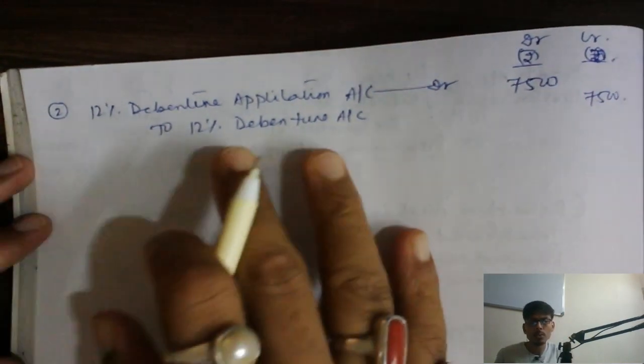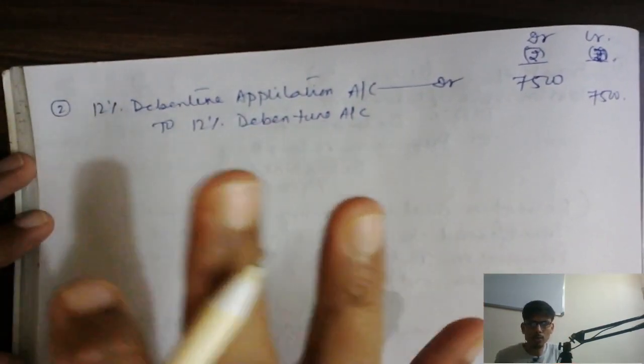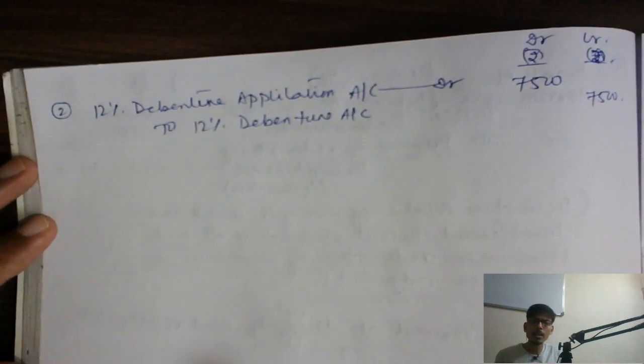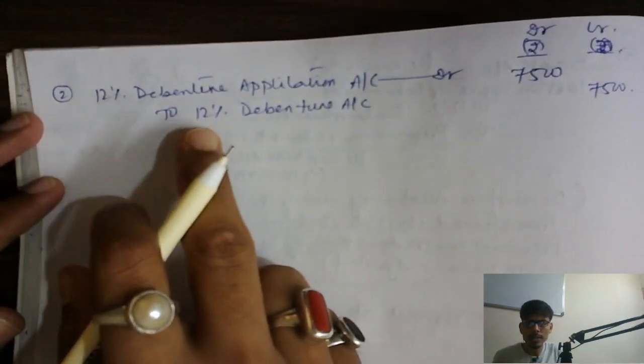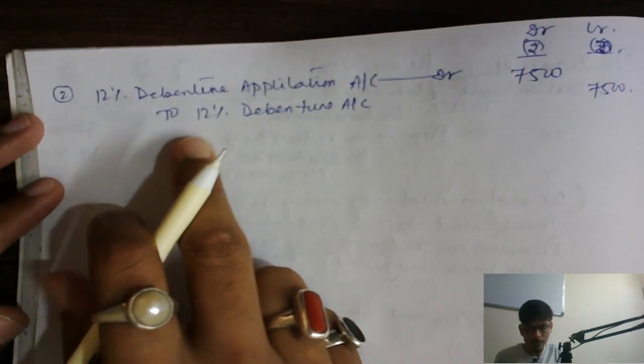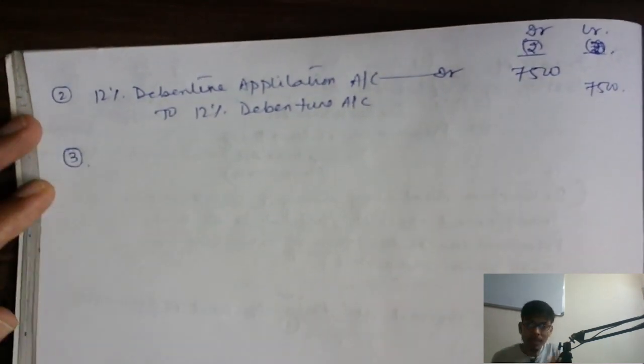Okay, so you just need to practice. Once you practice one sum, it will be convenient for you to practice in all the sums, and also in the exam you need to mention all the narration. Okay, clear cut. So it's the application money transferring to the debenture capital amount. Third, sir, now I'm making a compound entry.